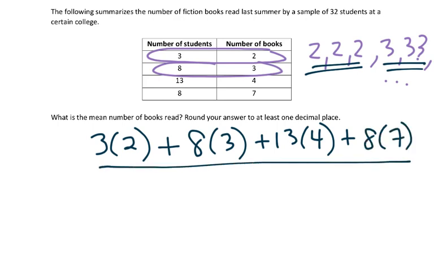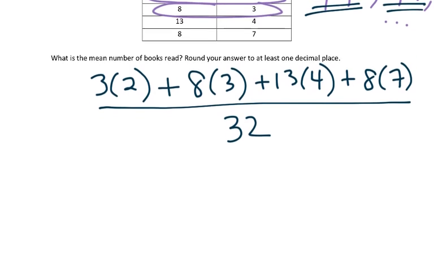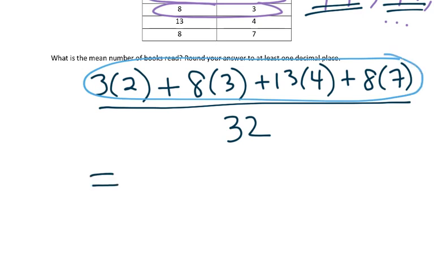And now, just like when you calculate the mean in any case, you always divide by the total number. So remember, the total number of students here, they told us is 32. Now, when you plug this into your calculator, I'm just going to caution you, make sure that you do this top first. Find out what that is. And so when I do that, I get 138 divided by 32. And then divide.